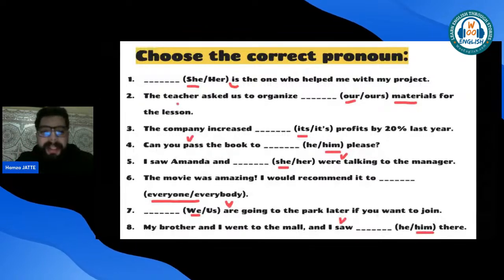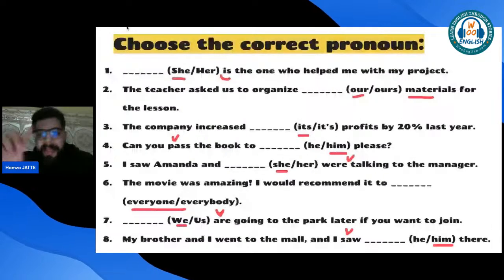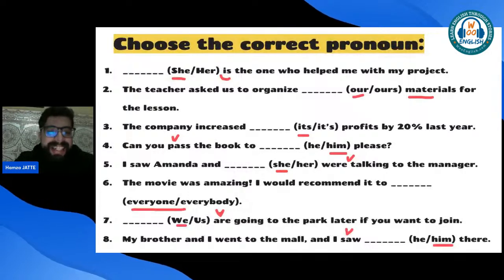That was a very quick explanation, I know, but I just wanted to go very quickly through these. Maybe someday I'm gonna take a whole session and explain to you pronouns in detail.